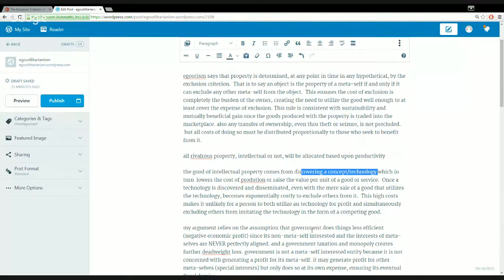Once a technology is discovered and disseminated, even with the mere sale of a good that utilizes the technology, it becomes exponentially costly to exclude others from it. So this high cost makes it unlikely for a person to both utilize a technology for profit and simultaneously exclude others from imitating the technology in the form of a competing good, right? So you can't prevent reverse engineering when it's not illegal, right? So when it's not artificially illegal, when government's foolishly spending money to pay for justice services and court services to enforce these expensive actions, right?